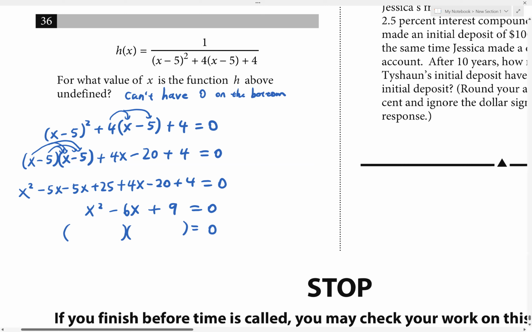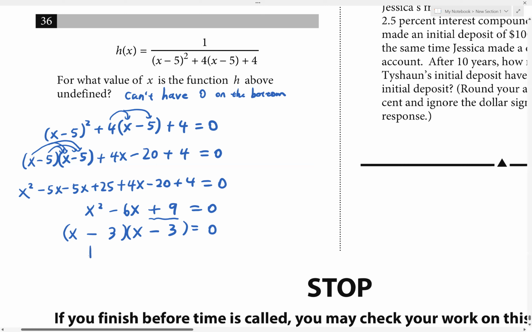When we factor this, the leading term is x squared, so it should be x and x. The last term is a positive 9, so we're looking for two numbers that multiply to get 9 and add together to get negative 6 in the middle. That has to be 3 and 3, and both should be negative, because negative 3 times negative 3 gives positive 9, and adding them gives negative 6. So it's x minus 3 times x minus 3 equals 0.